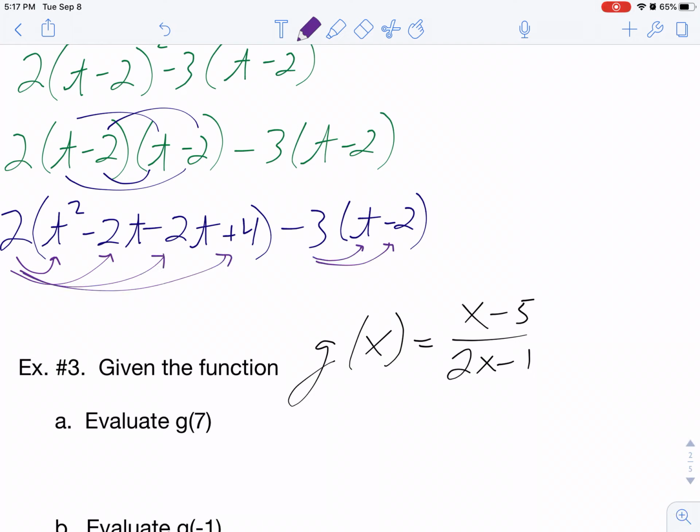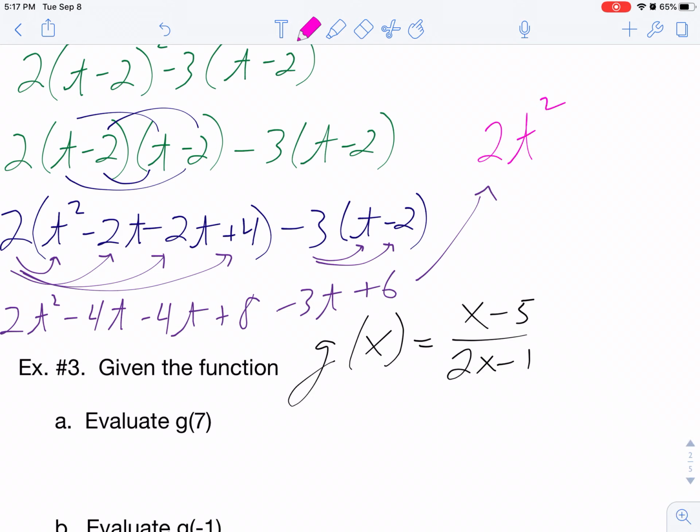Now there's other ways to do this problem, of course. You get the same answer, but it's not going to be much faster. So I'm going to distribute there, distributing that 2, distributing the 3. Now, combining like terms for our final answer. Here's my final answer. 2t squared. There's no like terms for that. But the t's: we got a t, we got a negative 4t, we got negative 4t, negative 3t. So that's going to be negative 11t.